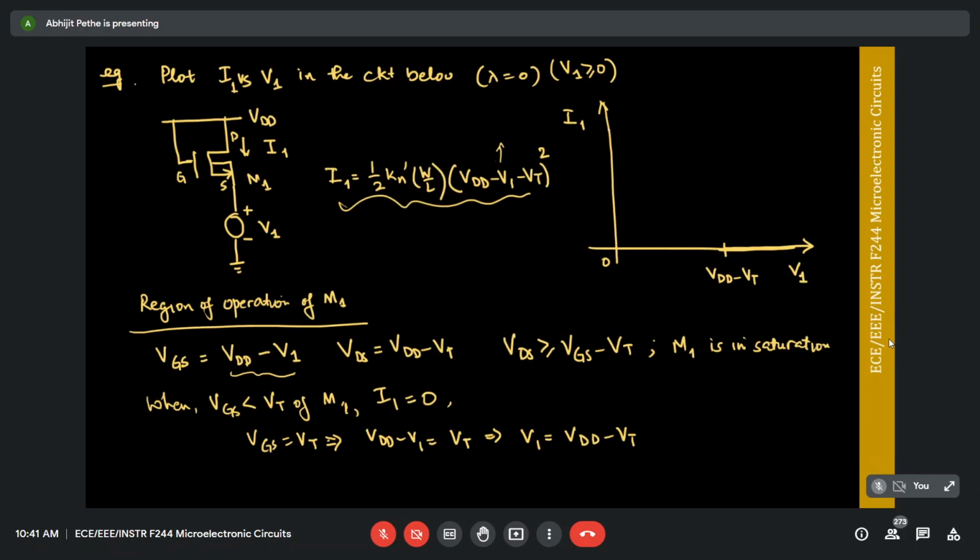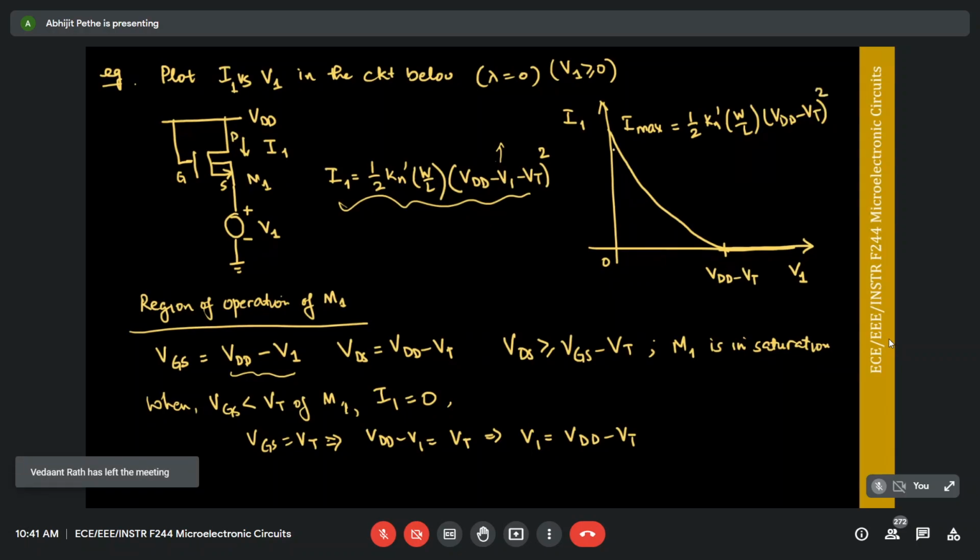So the way your IV relationship is going to look is something like this, where this is Imax, and Imax is given by half Kn prime W by L times VDD minus VT the whole square. Right? So this is how your relationship between I1 and V1 will look.